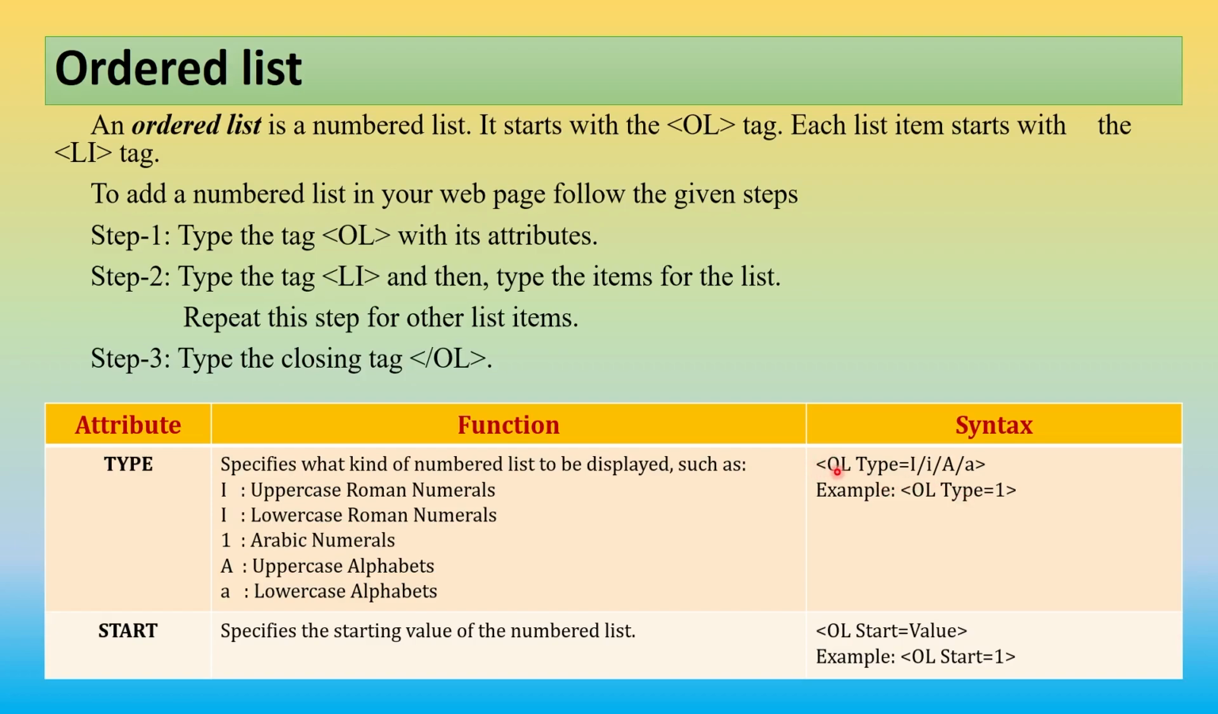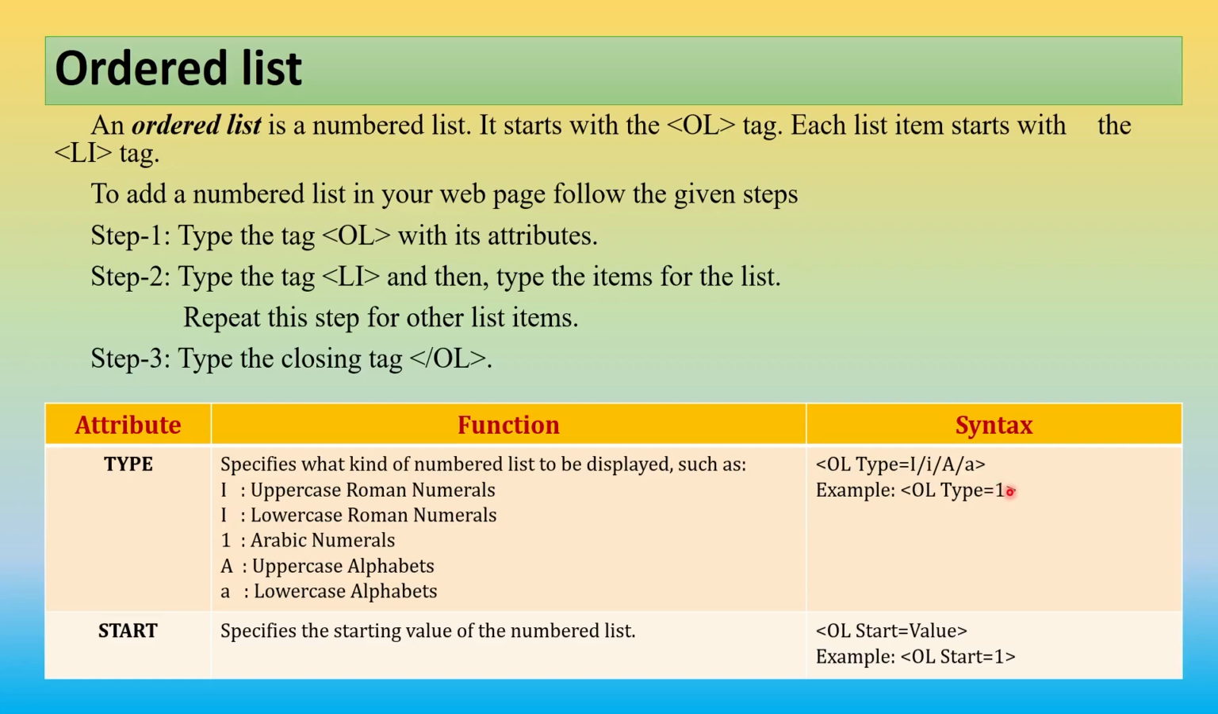We put a less than sign, then OL, then the greater than sign. These are called angular brackets. OL, then a space, then type equals, and we specify any one of these. For example, OL type equals 1. I want my list to be numbered 1, 2, 3, 4, so I am writing the type as 1.